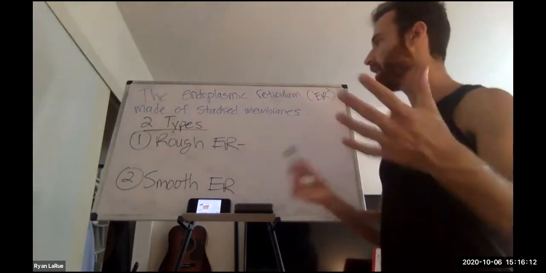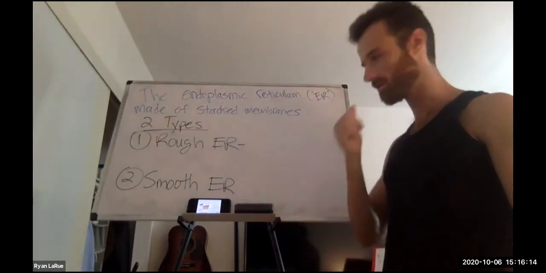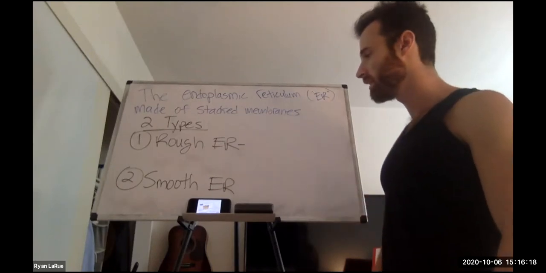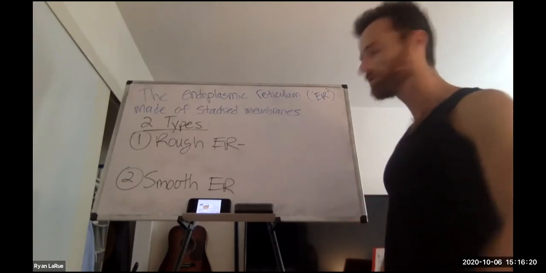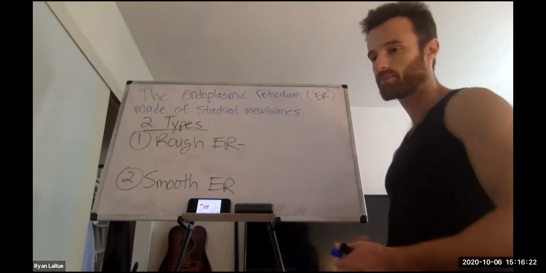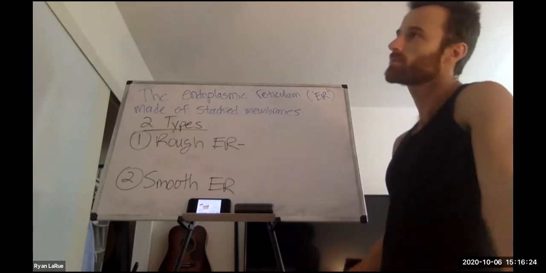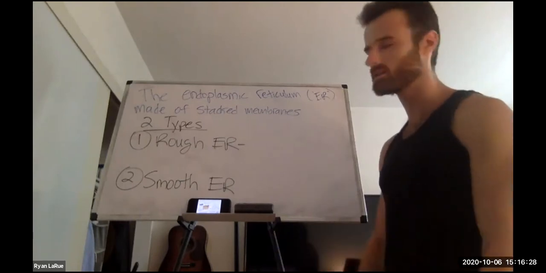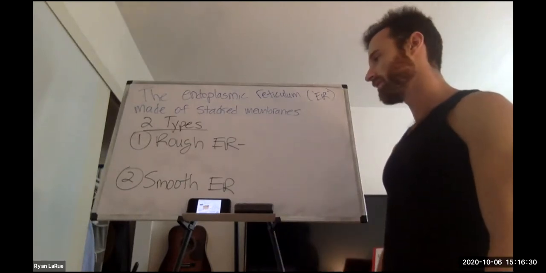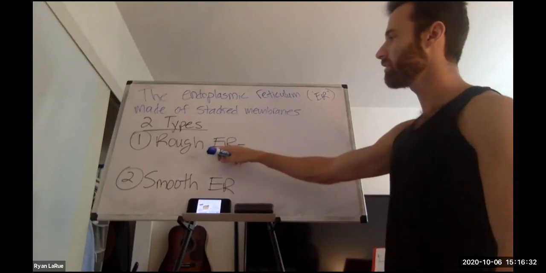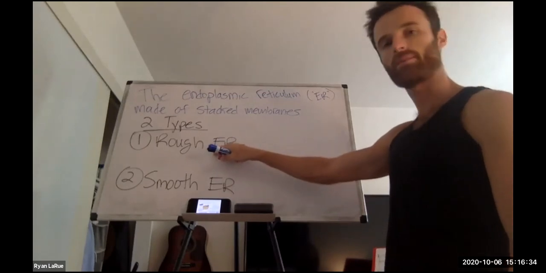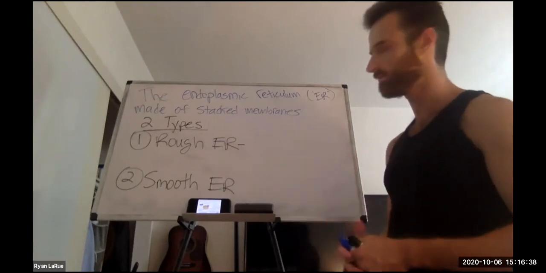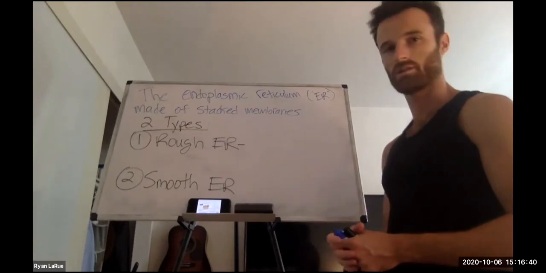So I find it best to tackle two in one here. We're going to talk about these two types of ER, but there's another organelle that I read in the textbook they don't technically call an organelle, but you could think of it as one, that's specific to the rough ER, called ribosomes. And we're going to define that here too, kind of kill two birds with one stone.